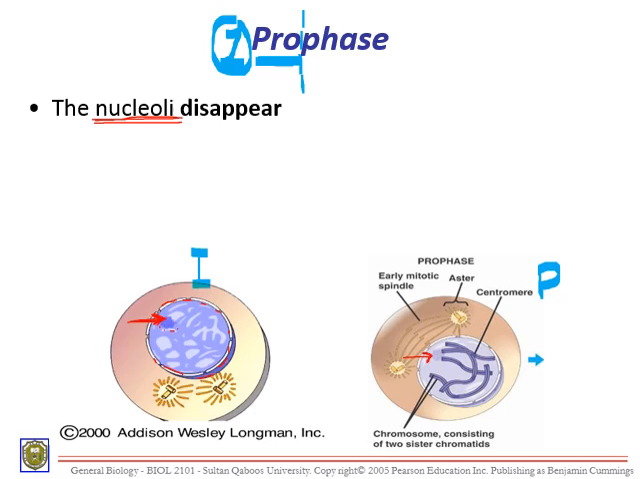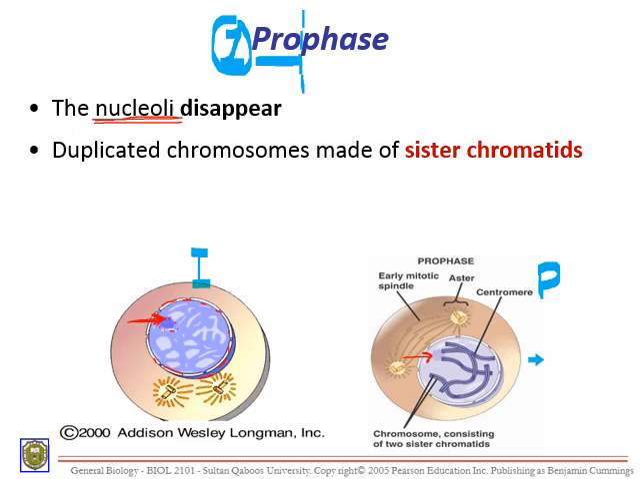The second thing here, the chromosomes are duplicated. So this is one chromosome, this is the second chromosome, and this is the third. So we have in this cell three duplicated chromosomes. What's the meaning of duplicated? Duplicated means that it has made a copy of the chromosome. So we have two identical copies.